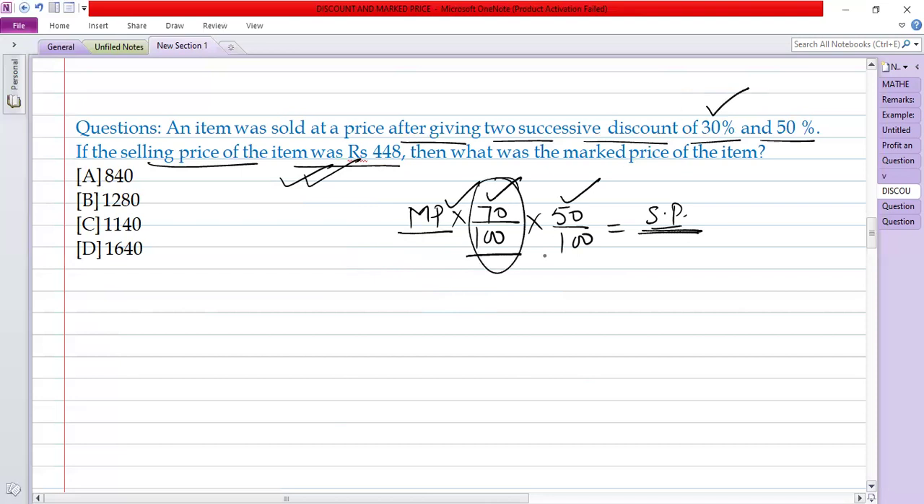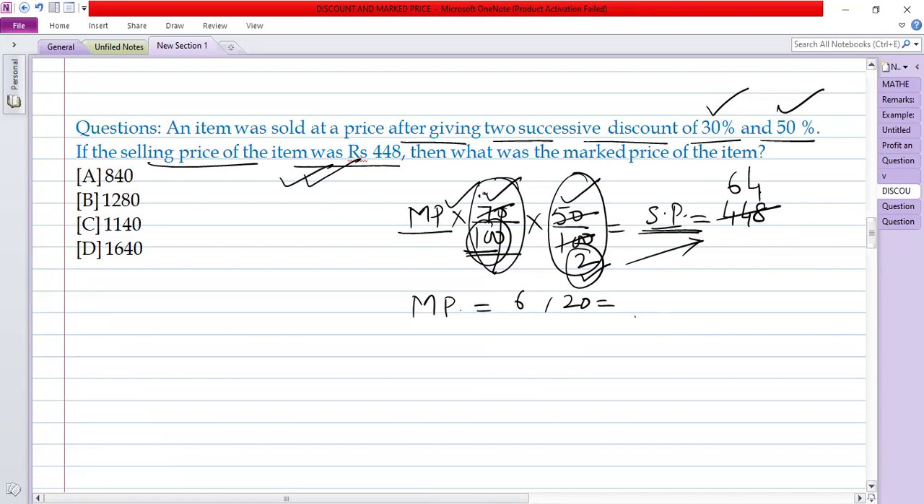Because the first discount was 30%. And why this 50 by 100? Because the next discount was of 50%. Now this selling price is given to be 448 and we have to solve. So this simply cancels out with this, and even this cancels. So here 7, when it cancels out 448, it will be 64.